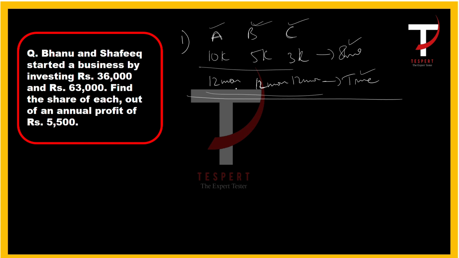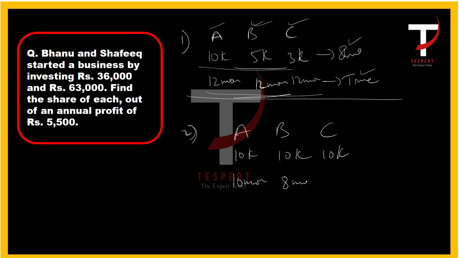What about the second case? Again we have three investors, so three partners. In the first case, we have different investments for the same period of time, whereas in the second case, we have the same investments, 10,000, 10,000 and 10,000, for different periods of time. So let's say 10 months, here 8 months, and here 5 months.